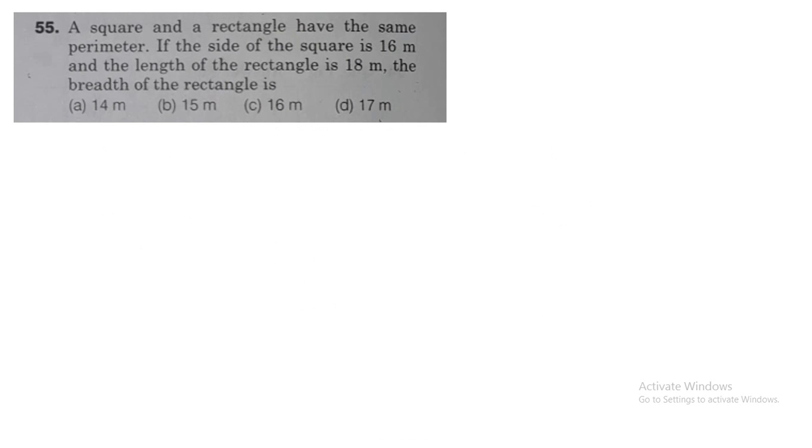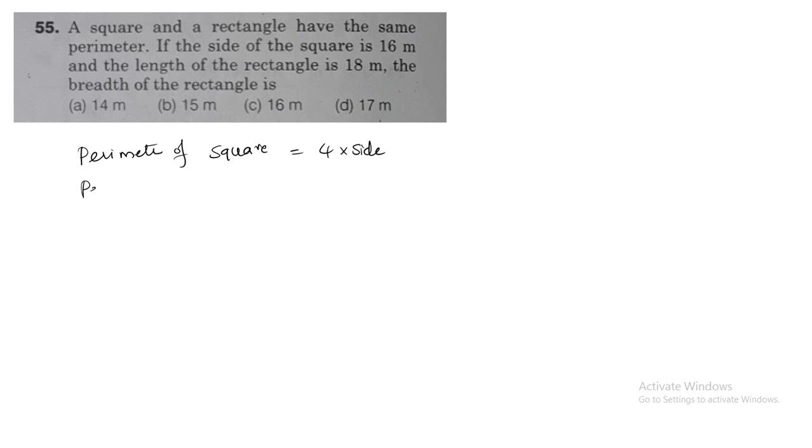A square and a rectangle have the same perimeter. If the side of a square is 16 meters and the length of the rectangle is 18 meters, then the breadth of the rectangle is. Okay. Now moving on to the perimeter of a square. So what is the perimeter of a square formula? So perimeter of a square is nothing but 4 into the side length of the square, right? So perimeter of square is equal to 4 into side.